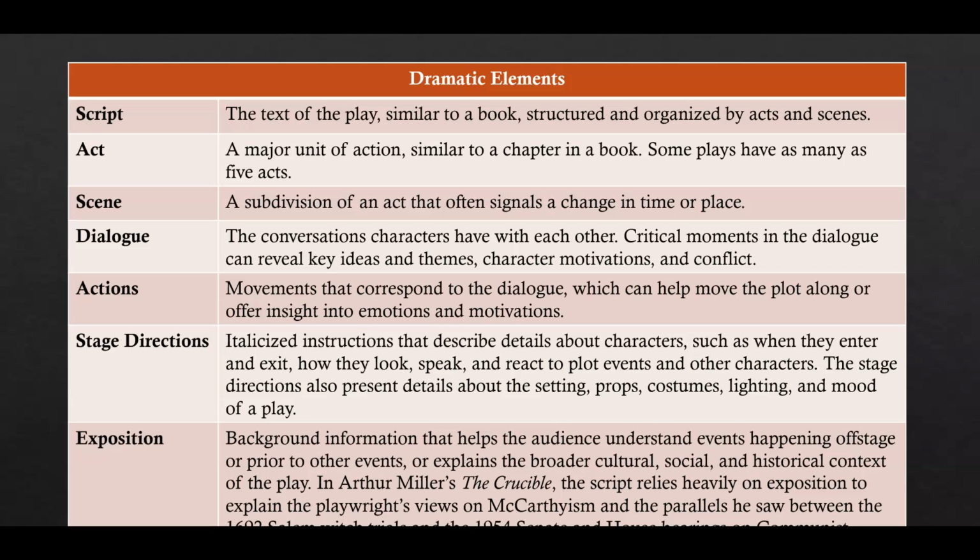You also have stage directions. Now, stage directions are italicized directions. Sometimes they're also in parentheses that describe details about characters, such as when they enter or exit, when they're looking at a certain person over another person, when they're walking here or there. It could indicate setting or props. They just give details so that you have a better idea of visualizing what the playwright had in mind when this was being written.